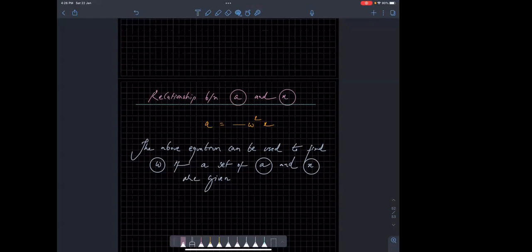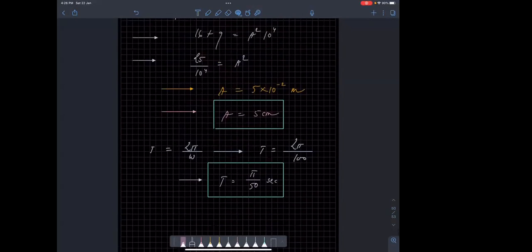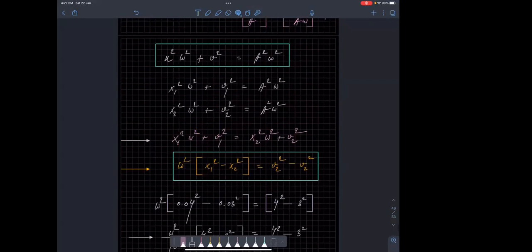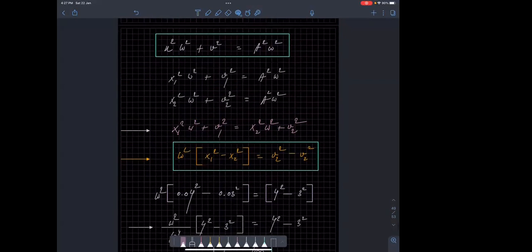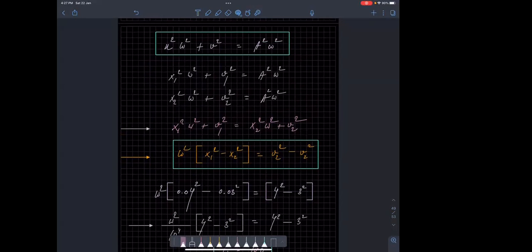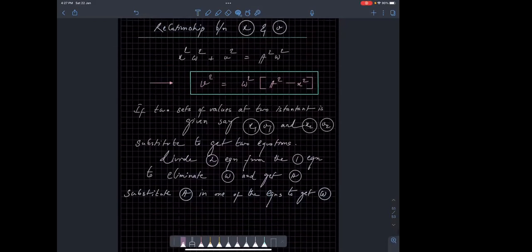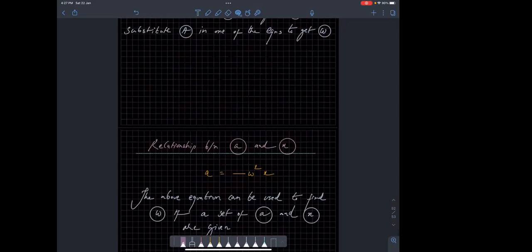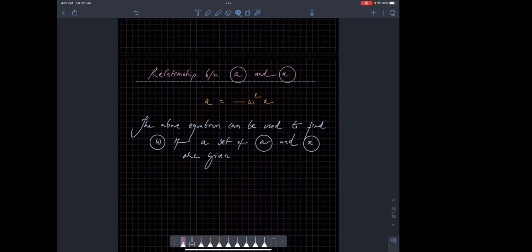Suppose he gives two sets of values. See here, two sets of values of velocity and position are given. Using those two sets, you found out not only omega, but you also found out A. Clear? Yes, sir. Here, no matter how many sets of accelerations and displacements are given, you cannot find amplitude. You know why? Because there is no capital A in this equation.